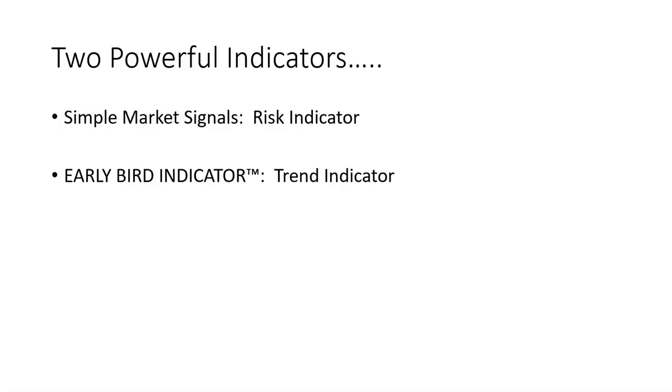As part of the Simple Market Signals model, there are two powerful indicators: a risk-based indicator and a trend indicator. As a subscriber to Simple Market Signals, you will receive information on what the risk level is in the overall stock market as well as what the trend direction is in the overall stock market. So this really, really helps.